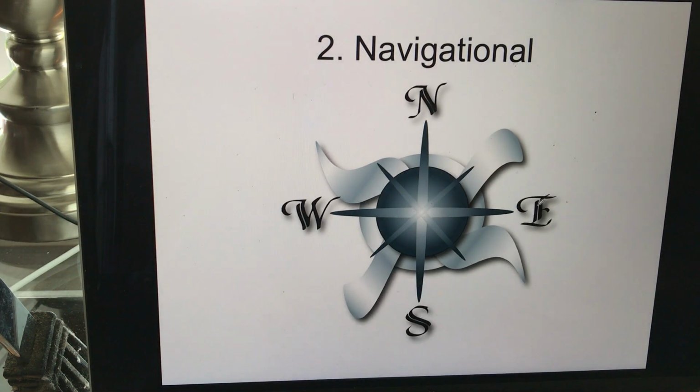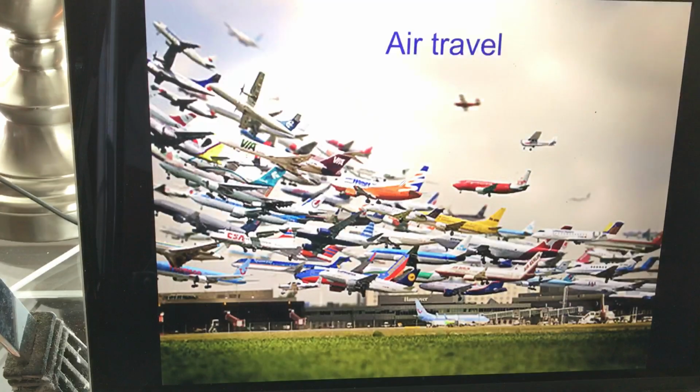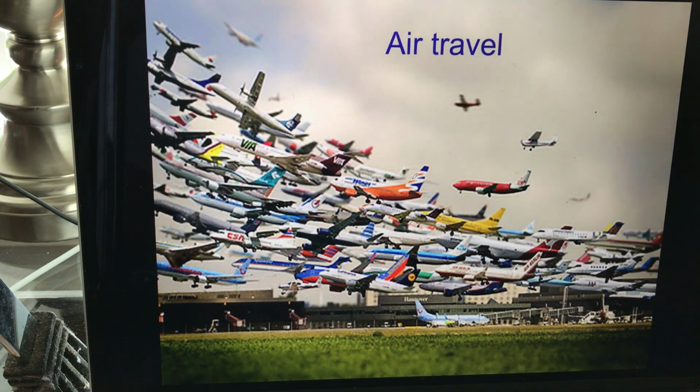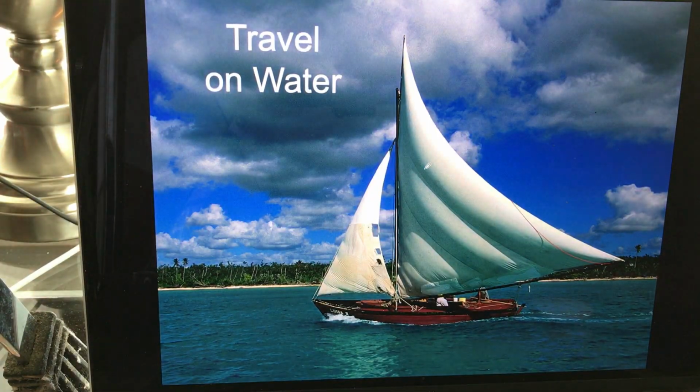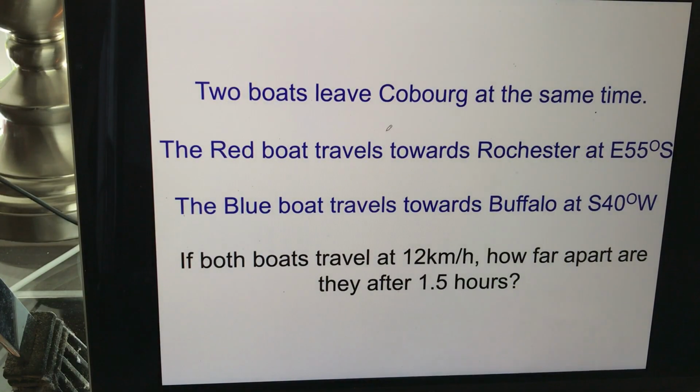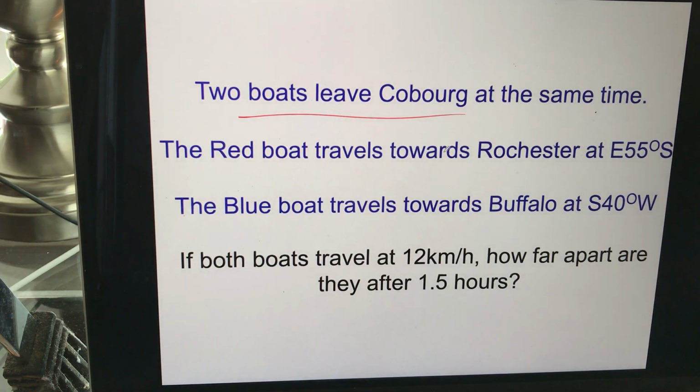Sometimes we see some navigational questions, and it's important to orient ourselves properly. So we have this compass here. This is north, obviously east, south, and west. That would be our directions. And we use these kinds of questions when we look at air travel or when we look at travel on water. So here's an example. Imagine 2 boats leave Coburg at the same time. You have a red boat and a blue boat heading off in certain directions.